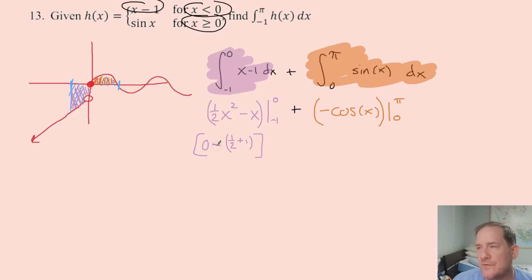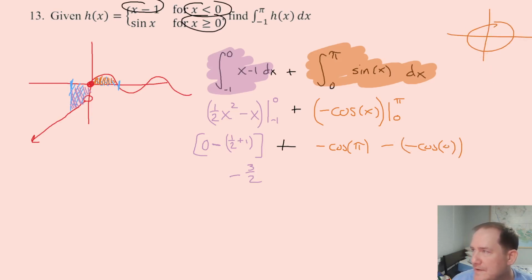So we're subtracting 3 halves, so we're getting negative 3 halves. Then the cosine one, this will be the opposite of the cosine of pi minus the opposite of the cosine of 0. And again, we still kind of need to just draw this out, but pi puts me over here. Cosine is x, so this is the opposite of a negative 1. Then we're subtracting from that the opposite of cosine of 0. That's a positive 1.